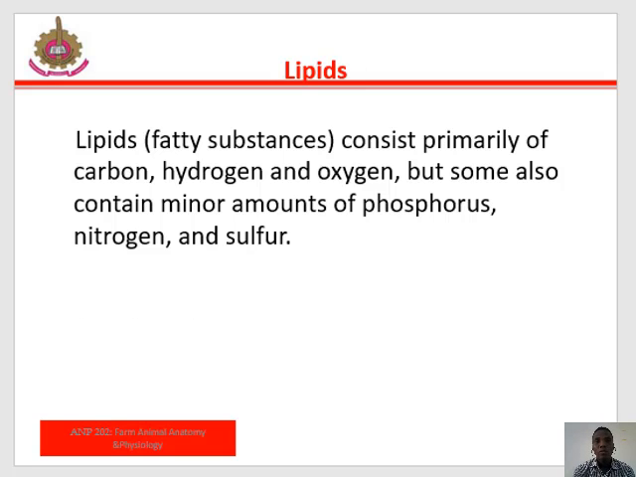The next constituent of protoplasm is the lipid. Lipids consist primarily of carbon, hydrogen, and oxygen, but some also contain minor amounts of phosphorus, nitrogen, and sulfur. Most lipids are non-polar, composed of carbon, hydrogen, and oxygen. Even though the amount of oxygen is less, lipids are synthesized from fatty acid and glycerol.